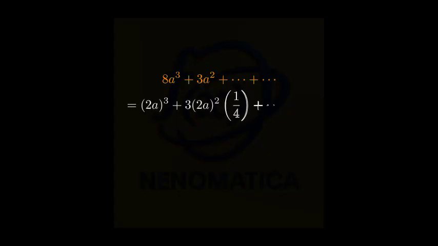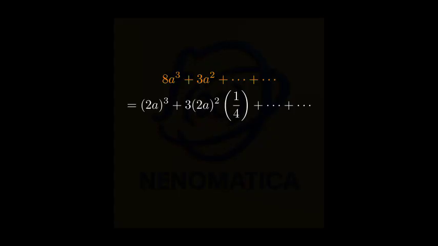Here's our problem. We need to fill in the missing terms in the following expression: 8a cubed plus 3a squared plus. Let's follow the solution process shown in the algorithm. Based on the given terms, we can see this is a cubic expansion, meaning it's of the form (2a plus 1/4) cubed.